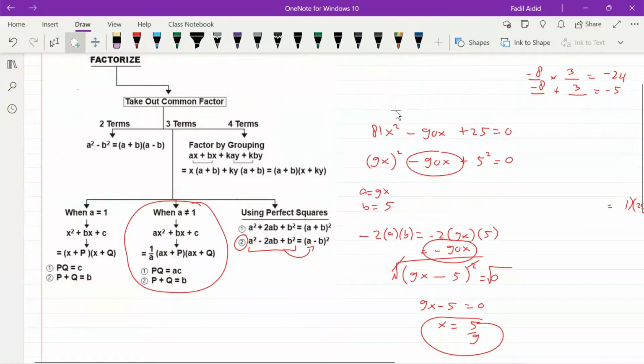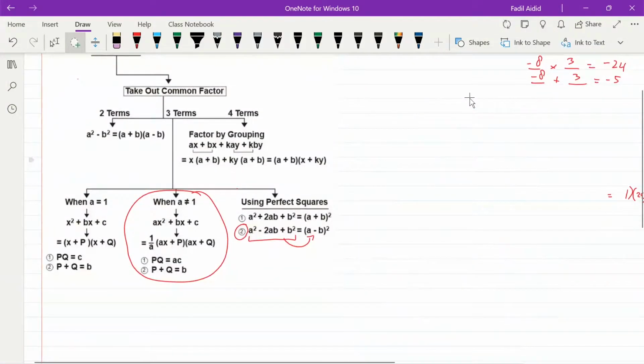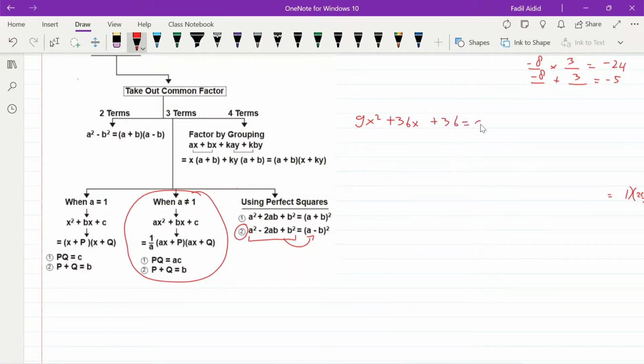Okay, I'll show you another example. 9x squared plus 36x plus 36 equals 0. Now this also has big numbers for a and c, 9 and 36. But 9 and 36 are perfect squares. So instead of doing this, we need to use the perfect square.